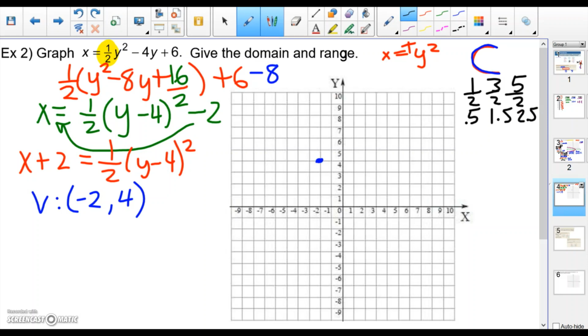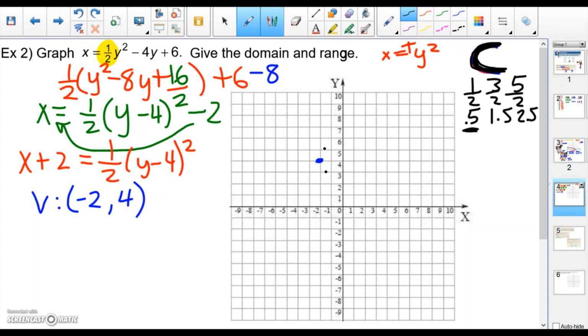So here's how the pattern works. If you don't understand this, that's fine. We can always make a table, but here's how that pattern works. I'm going to start at my vertex, and in order to make this work, you have to understand that we already know this is a parabola that opens to the right. So start at that vertex, and you're going to go to the right by 0.5, and either up or down.